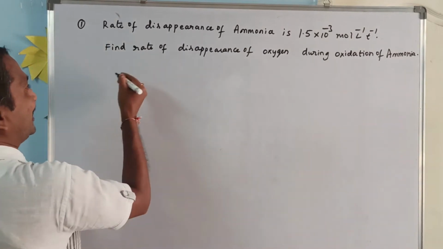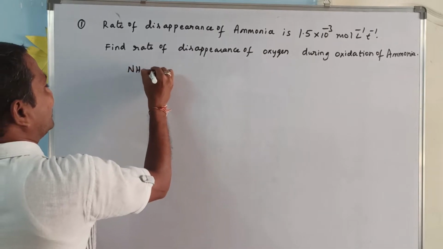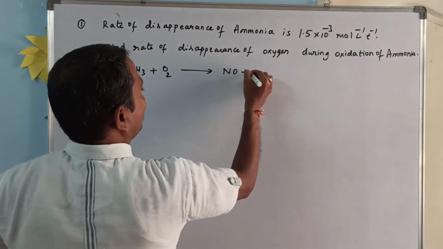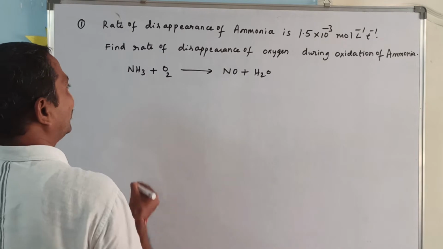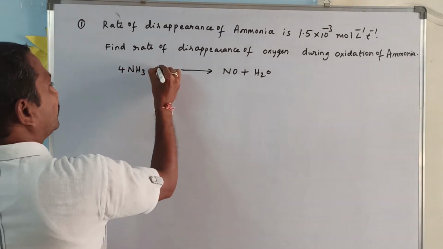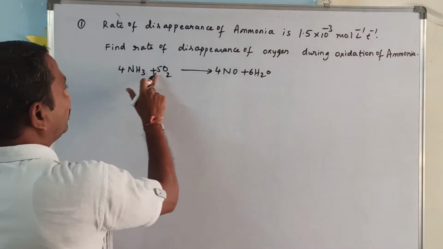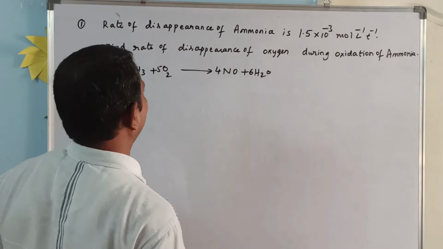First we have to write the balanced equation. NH3 plus O2 gives NO plus H2O. This is the oxidation of ammonia. How can we balance? Let it be 4, 5, 4, 6. 4, 5, 4 and 6 are the coefficients of reactants and products.